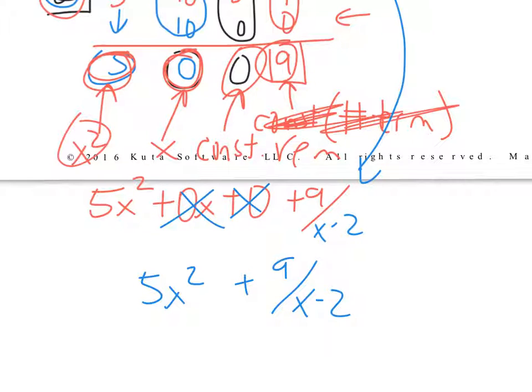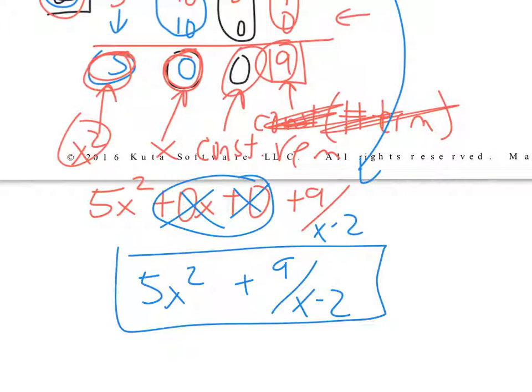This was a unique example in that we got some zeros involved. That doesn't happen all the time. In fact, most of the time it doesn't. But this is how you write your answer with synthetic division.